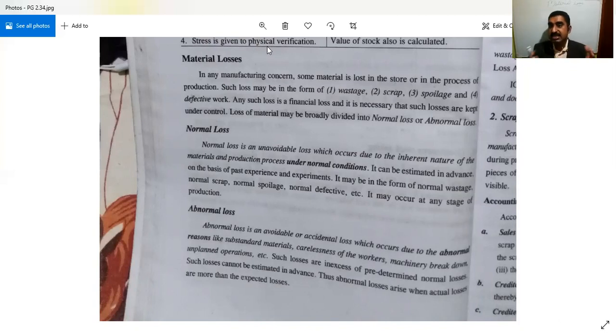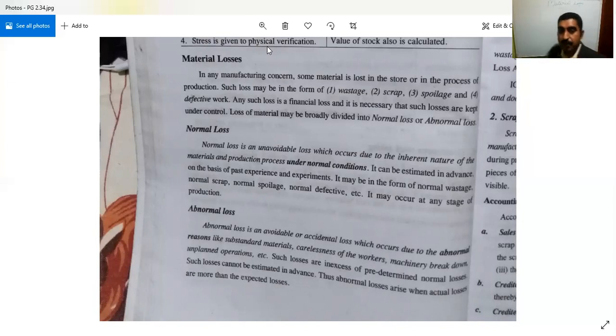അപ്പോൾ ഈ വേസ്റ്റേജ്, സ്ക്രാപ്പ്, സ്പോയിലേജ്, ഡിഫക്റ്റീവ് ഒക്കെ ഇതിന്റെ ബേസിലാണ് ഈ നോർമൽ ലോസസ് അല്ലെങ്കിൽ ഈ മെറ്റീരിയൽ ലോസസ് ഉണ്ടാകുന്നത്. അപ്പൊ അതിന്റെ ബേസിൽ നോർമൽ വേസ്റ്റേജ് ഉണ്ടാകാം, നോർമൽ സ്ക്രാപ്പ് ആയിട്ടുണ്ടാകാം, നോർമൽ സ്പോയിലേജ് ഉണ്ടാകാം, അതുപോലെ നോർമൽ ഡിഫക്റ്റീവ് വർക്കും ഉണ്ടാകാം. അപ്പൊ അത് പ്രൊഡക്ഷൻ കേസിൽ അൺഅവോയ്ഡബിൾ ലോസ് ആണ് എന്ന് നോക്കുക. That is the normal loss that occurs due to the inherent nature of the material. ആ മെറ്റീരിയലിന്റെ ആ ഒരു രീതിയിലുള്ള സ്വഭാവ ഗുണം ഉള്ളതുകൊണ്ടാണ്.